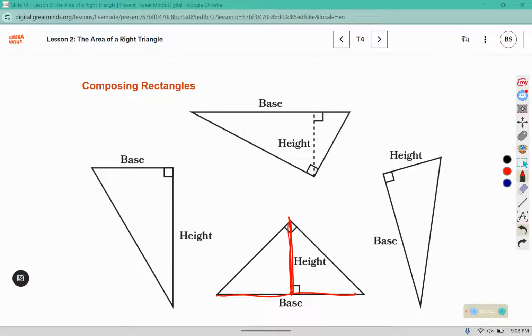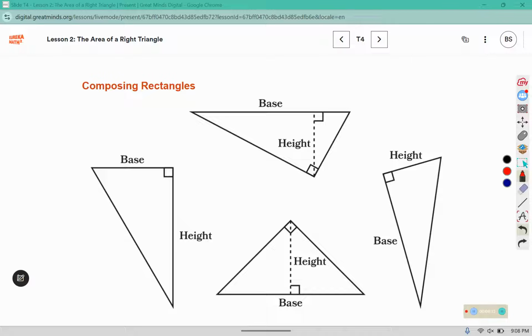The height of a right triangle is always perpendicular to its base. Perpendicular means they cross at a 90-degree angle. That is true. The base of a right triangle is always on the bottom. False. We saw the base can show up as the top or the side.